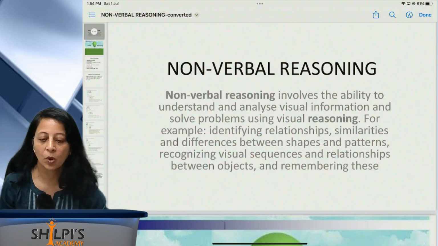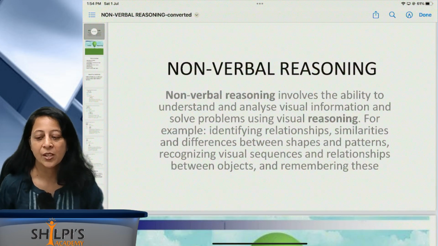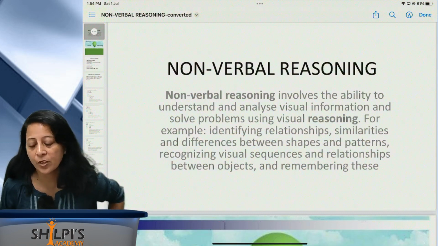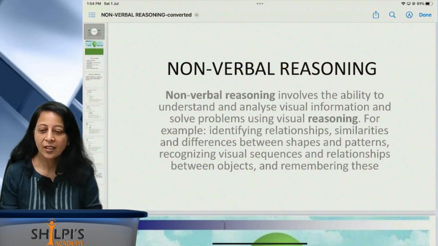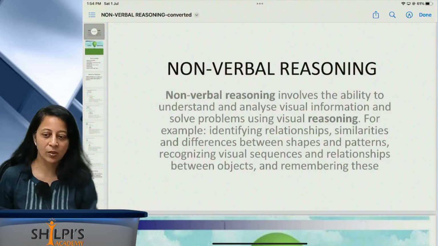Hope by this time you all would have completed your logical reasoning and verbal reasoning. So we are in the last part of the reasoning, that is your non-verbal reasoning. This is something like your picturized one, so pictorial based also we can tell.